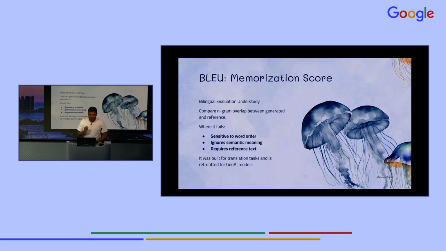Okay, so BLEU is bilingual evaluation understudy. What it does is compare the n-grams. Are people familiar with n-grams? No? Okay.